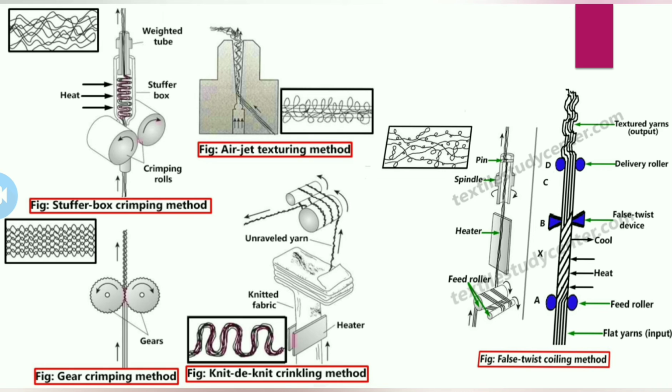On this slide we can see a lot of pictures showing the processes of different methods, for example the air jet method, stuffer box method, etc. Here we can also see the different methods converting flat filament into different yarns. For example, false twist converts a flat filament into loop yarn.